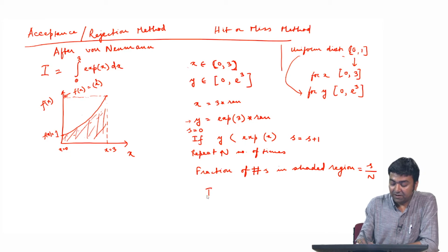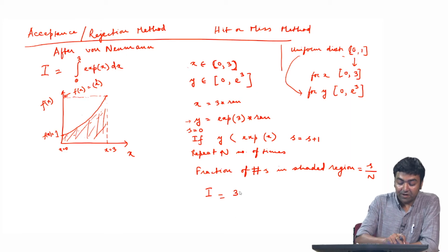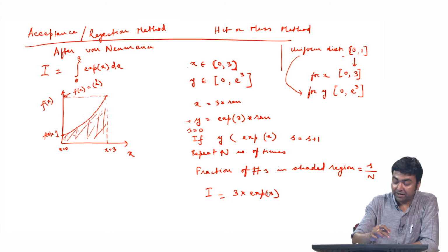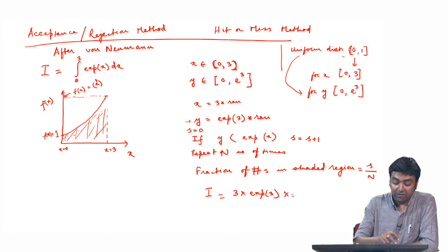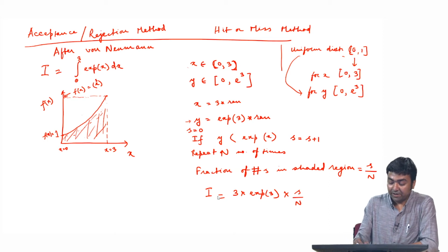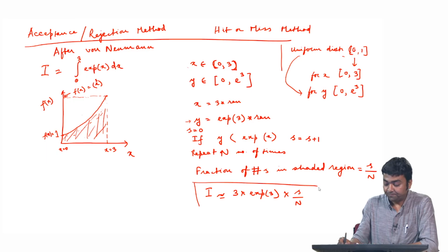So, my value of the integral will be equal to 3, that is the length of the rectangle, into exponential 3, that is the breadth of the rectangle, and the fraction of points which falls under this shaded region. So, this is my estimate of the integral.